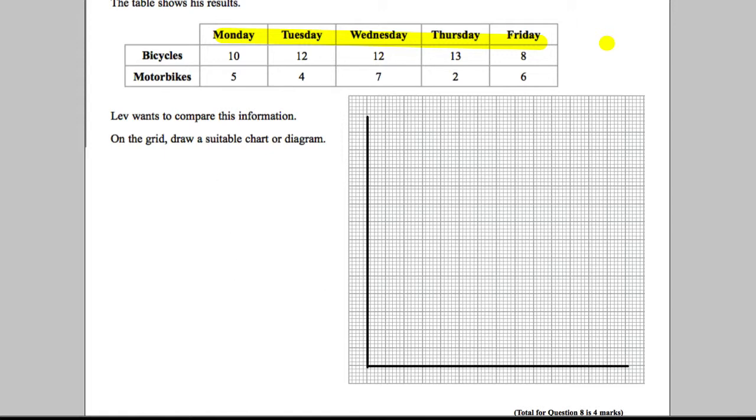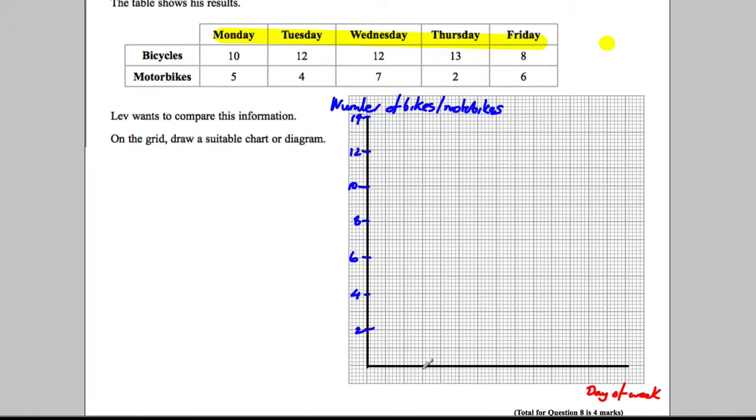Okay, so what we're going to do is we must label the axes. So whatever you do, label the axes. Along here is going to be day of the week. And up here is going to be the number of bikes, motorbikes. Okay, so we're going to call this 2, 4, 6, 8, 10, 12 and 14 as follows.